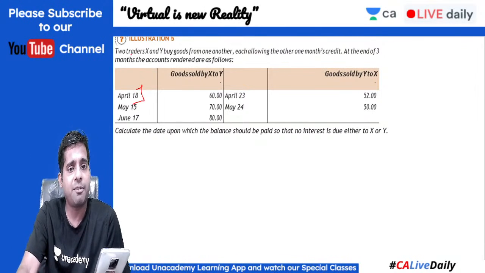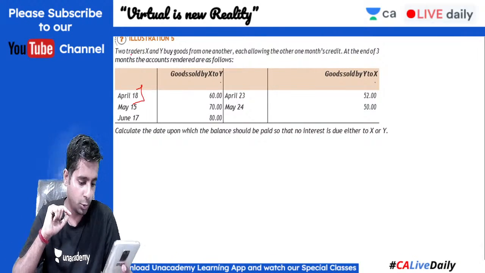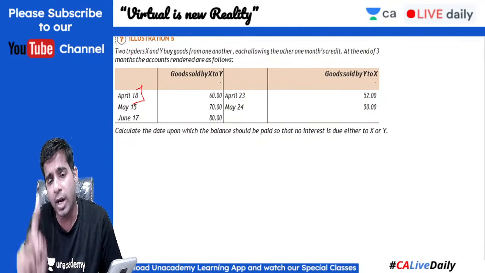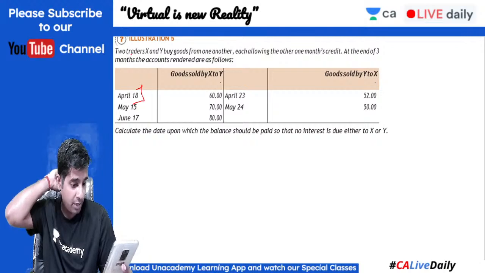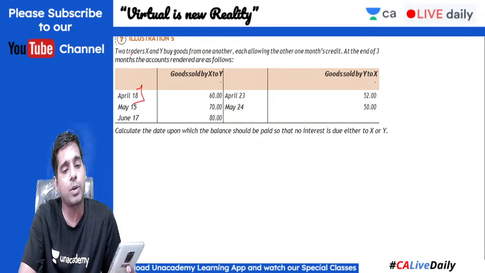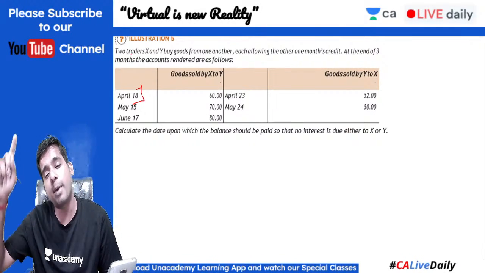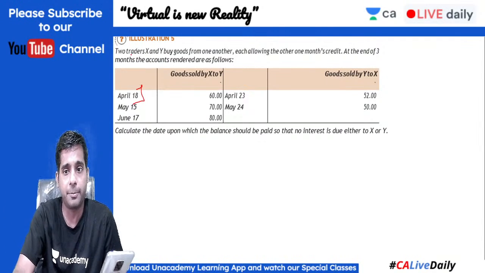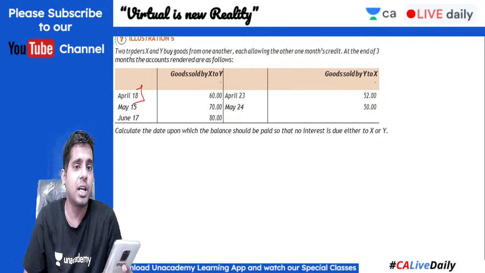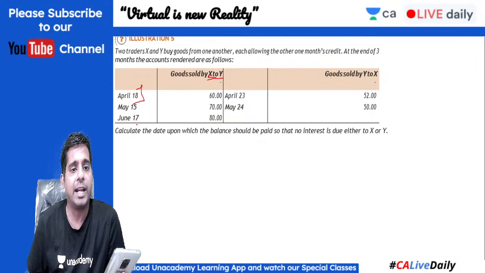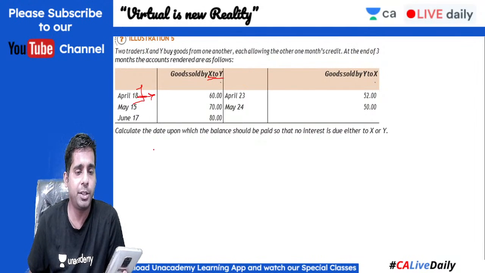Two traders X and Y buy goods from one another, each allowing 1 month's credit. Each allowing 1 month's credit means when goods are sold by X to Y, he allows 1 month credit, and when goods are purchased by X, Y also allows 1 month credit. At the end of 3 months, the accounts rendered are as follows: 18th April, goods sold by X to Y. Tell me the due date of this.